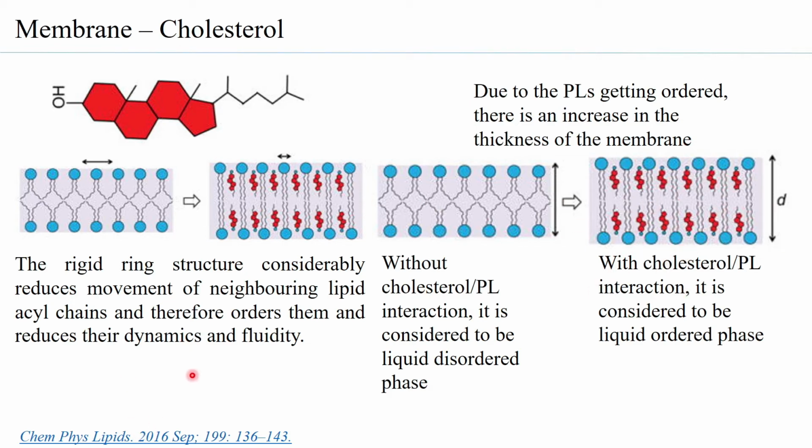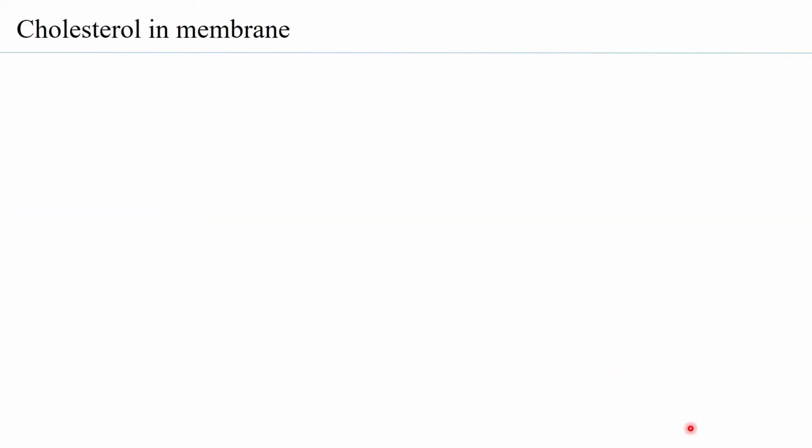One, it influences the dynamics of the membrane. It changes the fluidity of the membrane. It can make it either more fluid or more rigid depending on how it is present in the membrane, and it can increase the thickness of the membrane as well. Thereby, it is also affecting the bending and the compressibility of the membrane.